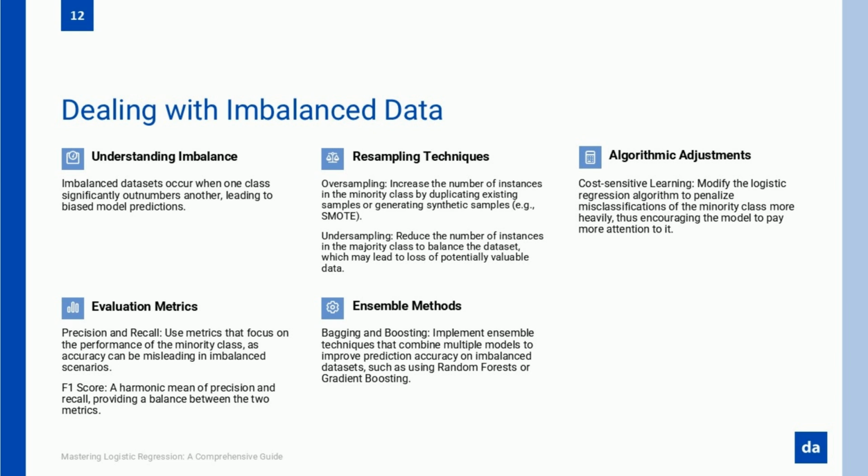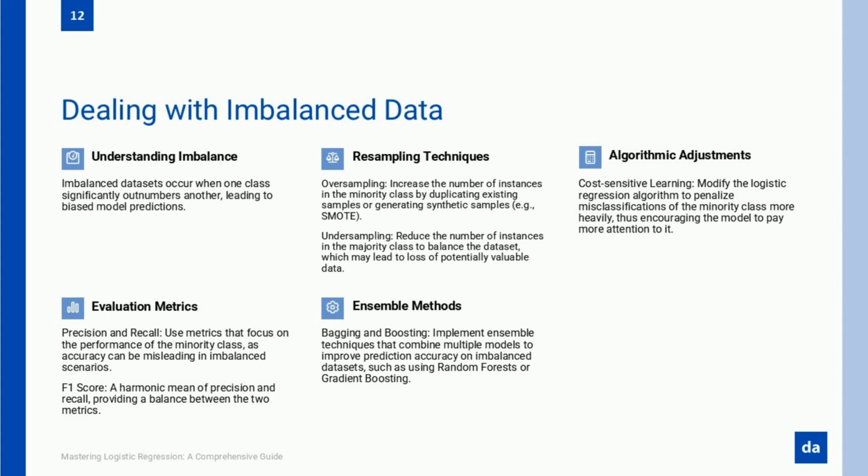One popular method for oversampling is SMOTE, synthetic minority oversampling technique, which generates new synthetic examples instead of just duplicating existing ones. Another approach is cost-sensitive learning. Instead of treating all misclassifications equally, we can penalize the model more when it gets the minority class wrong. For example, in a fraud detection model, we might make false negatives, missing a fraud case, way more costly than false positives, flagging a legit transaction as fraud. This forces the model to pay more attention to the minority class.